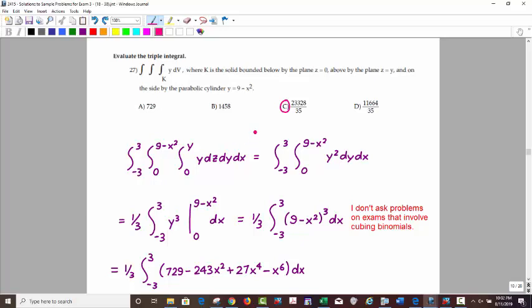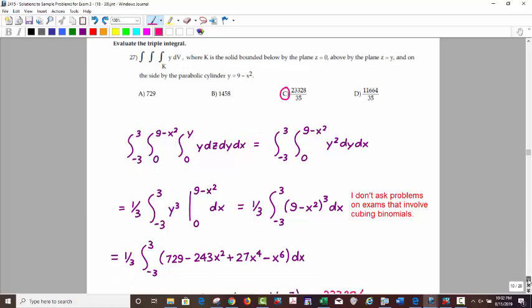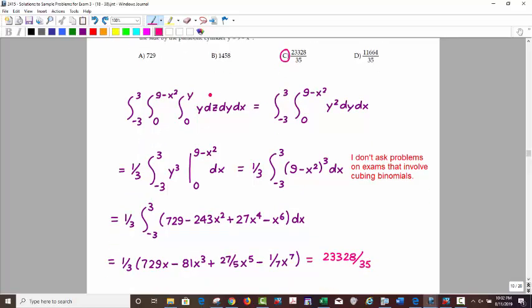All right, so we integrate the y and then dz, which brings a y in there. So it gives me y squared dy dx, which makes this 1/3 y cubed, from 0 to 9 minus x squared, dx. And when you bring the 9 minus x squared in there, that gives you 9 minus x squared cubed.